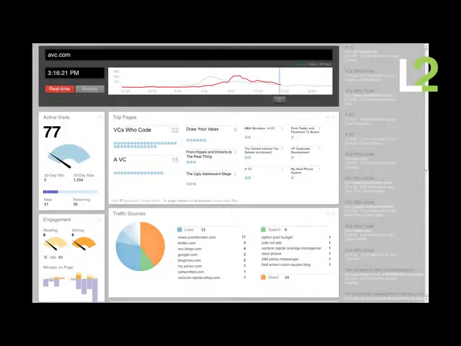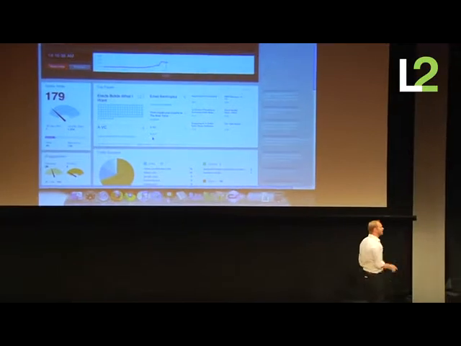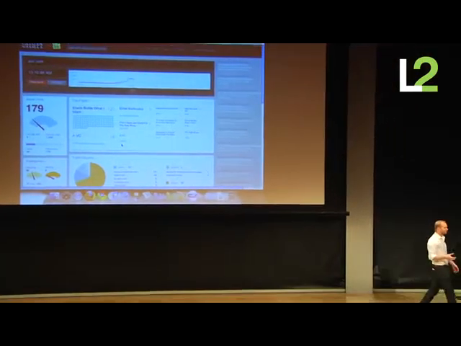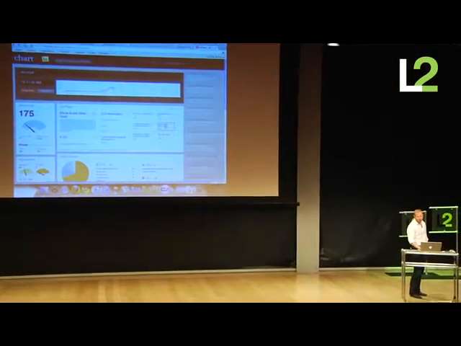So this is Chartbeat. This is a local VC's site that allows us to show it. And you can immediately see how many people are on the site right now. This is the heartbeat of the site, 179 people. How many of them are new? How many are returning? We can see what pages they're on. Is something going viral? What can we do about that?